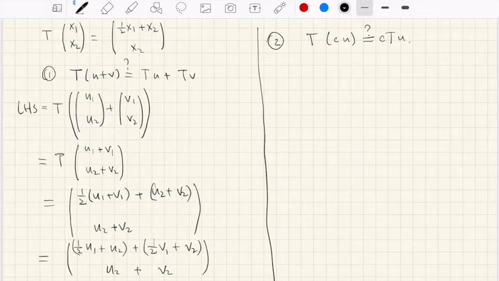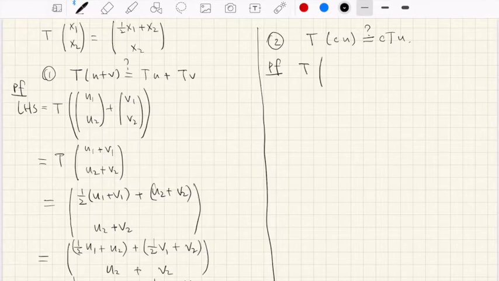And by vector addition, we can separate these two. One half u1 plus u2 and u2. The second one is half v1 plus v2 and v2. By checking the definition, the first term is the same as TU. The second term is the same as TV. This is the first proof, of the addition. And the proof of scalar multiplication follows.